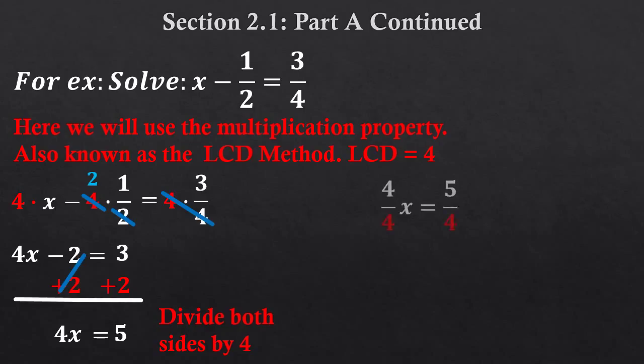Okay? So I'm going to divide the 4 by 4, and on the right hand side, divide the 5 by 4. So on the left hand side, the 4's basically cancel out or become 1. Now 4 doesn't divide into 5. Therefore, we will leave it as a fraction. So therefore, x is equal to 5 over 4.